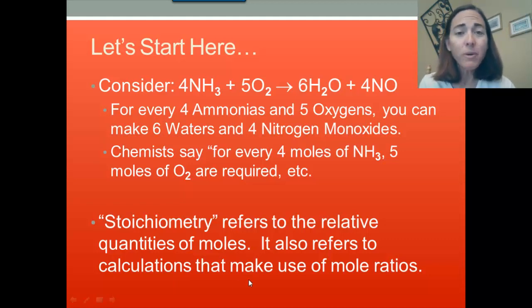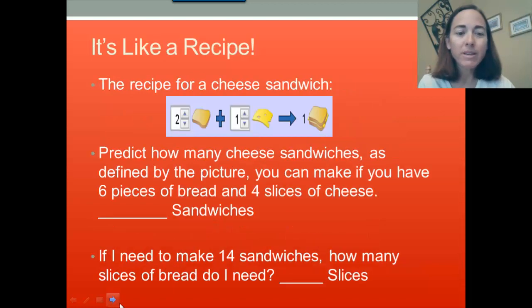Now, you actually are already familiar with stoichiometry in the kitchen. You just don't call it that. Let me show you a recipe. Here's the recipe or the equation for making a cheese sandwich. It's a really simple one. You take 2 slices of bread and 1 slice of cheese to make a sandwich. So let's use our stoichiometry idea. If I have 6 pieces of bread and 4 slices of cheese, how many sandwiches can I make?